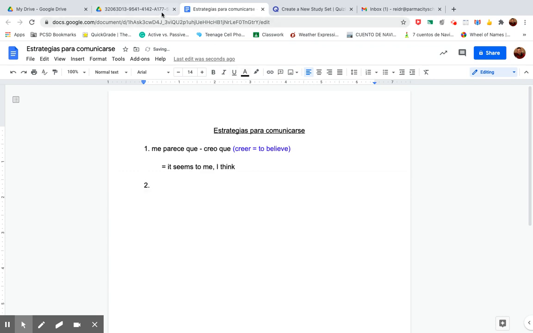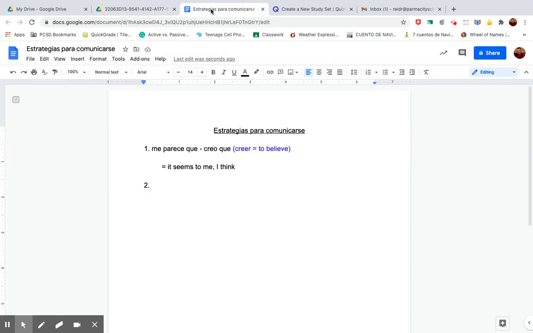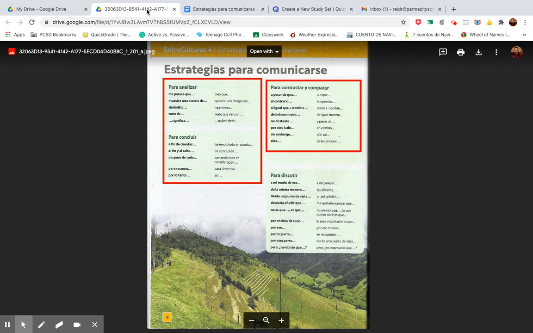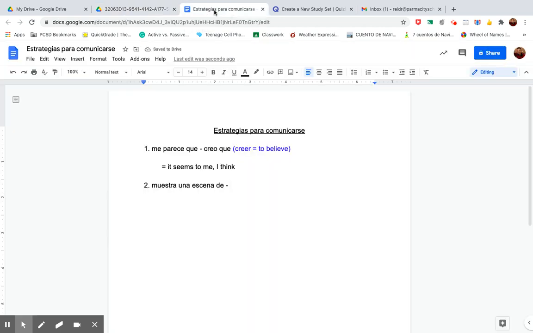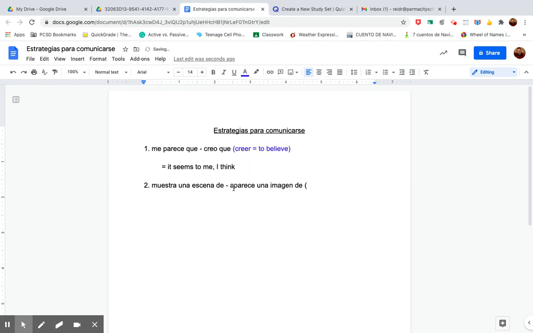So what's the second one? Muestra una escena de. Dash, could be equals. It's almost like the same thing. Aparece una imagen de. Okay, so take your notes. Like aparece, appears.